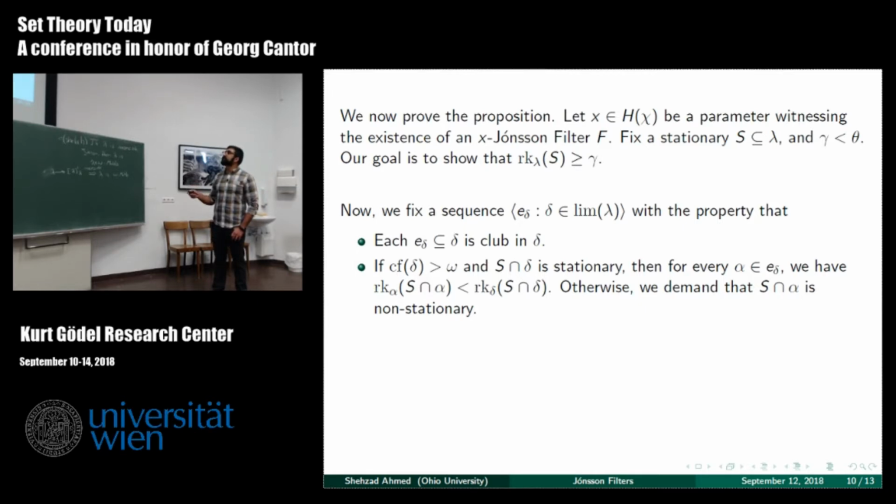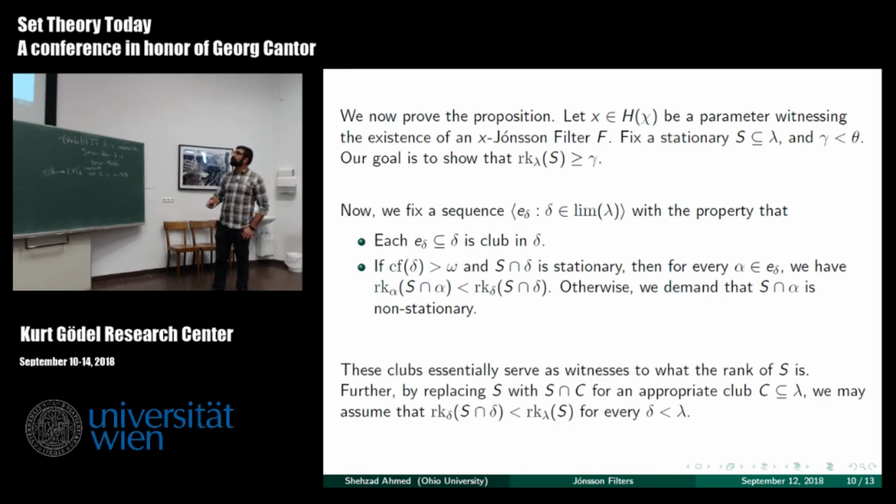So basically what I'm going to do is fix club subsets of delta, and then I'm just going to ask that if cofinality of delta is large, we have that rank alpha of S intersect alpha is less than rank delta of S intersect delta. So basically this should happen on a club, and then if alpha is of cofinality omega or whatever, or S intersect delta is non-stationary, then we just demand that S intersect alpha is non-stationary. Okay, and I kind of already mentioned this, right? These clubs serve as witnesses that this thing has small rank, right?